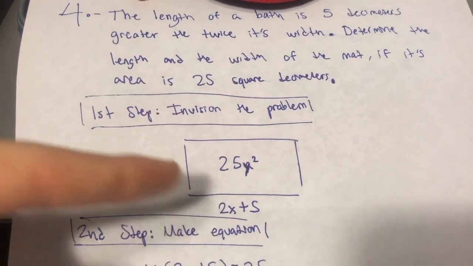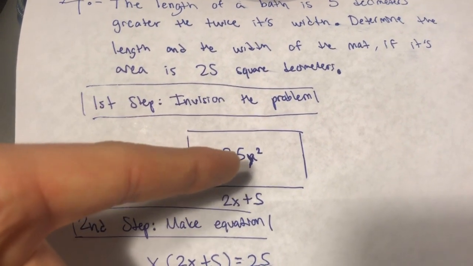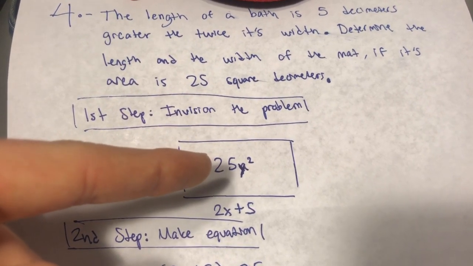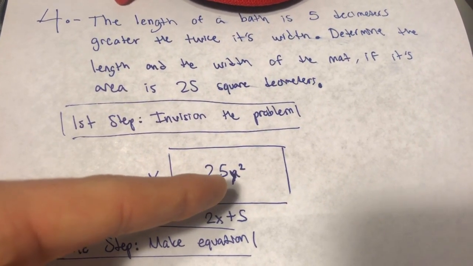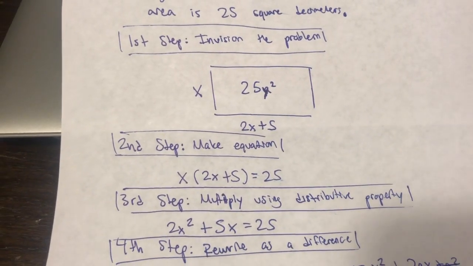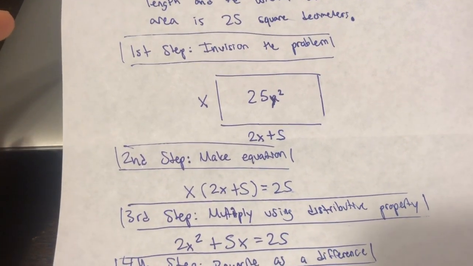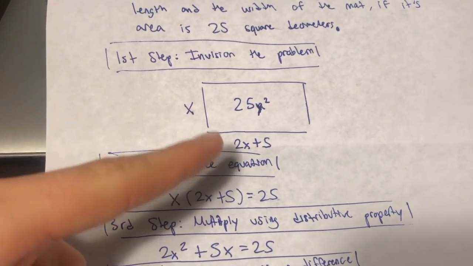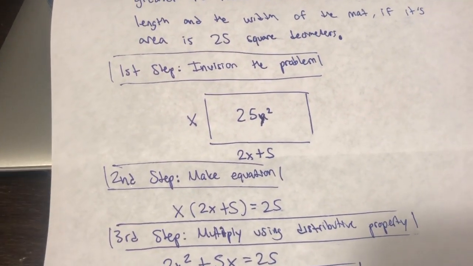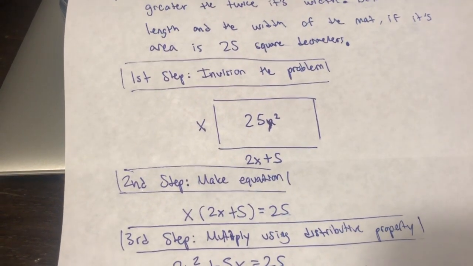Okay, and now we have both sides. We write x here because we don't know what it is. And the total area of the square is going to be 25 square decimeters. And we're going to represent that by writing y squared. Okay, now to our second step. Make our equation. And we're simply going to do that by multiplying the width times the length to find our area, which is the basic formula to find the area of a square or a rectangle.